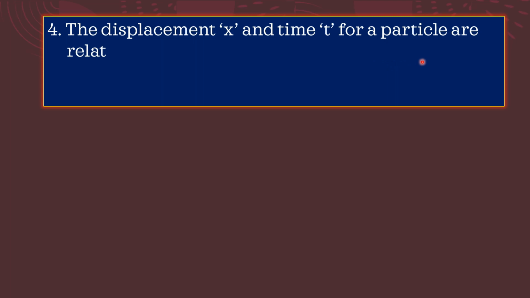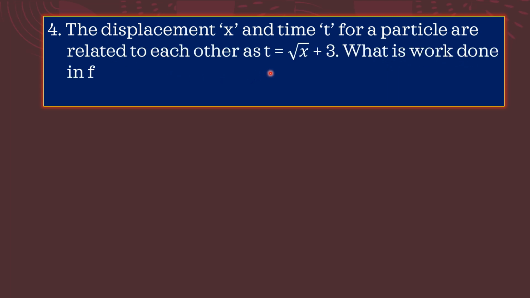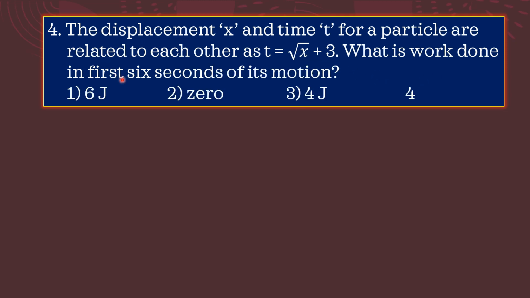In this question, the displacement x and time t for a particle are related to each other as t equals root x plus 3. What is the work done in the first 6 seconds of its motion? Here we have to calculate the work done in the first 6 seconds of its motion. Now let us go to the solution.